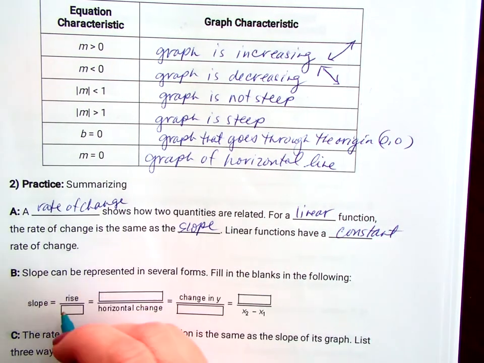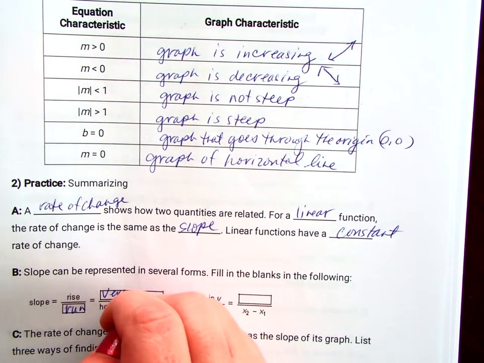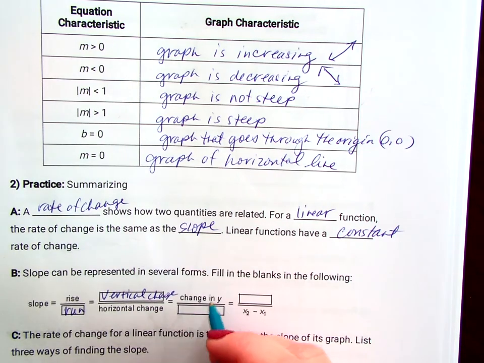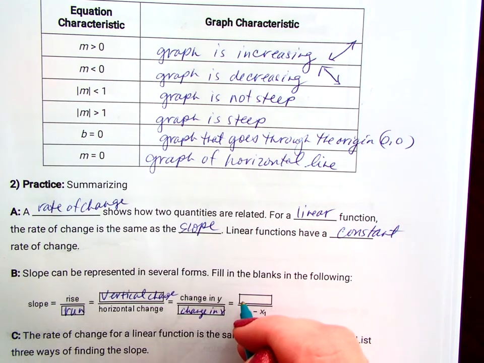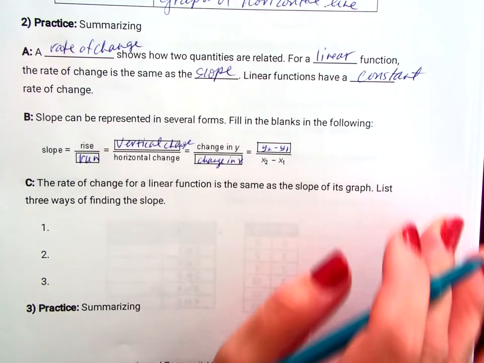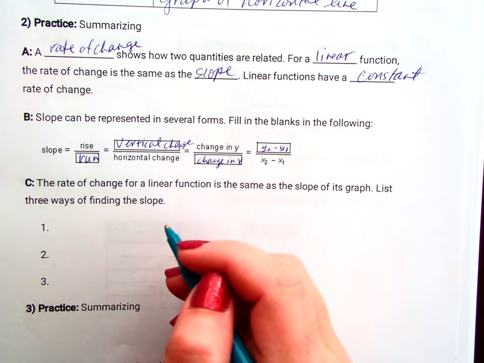So if the slope was the rise over the run, it was our vertical change over the horizontal change. It was the change in y over the change in x. And we would say y2 minus y1 over x2 minus x1. The rate of change for a linear function is the same as the slope of its graph.